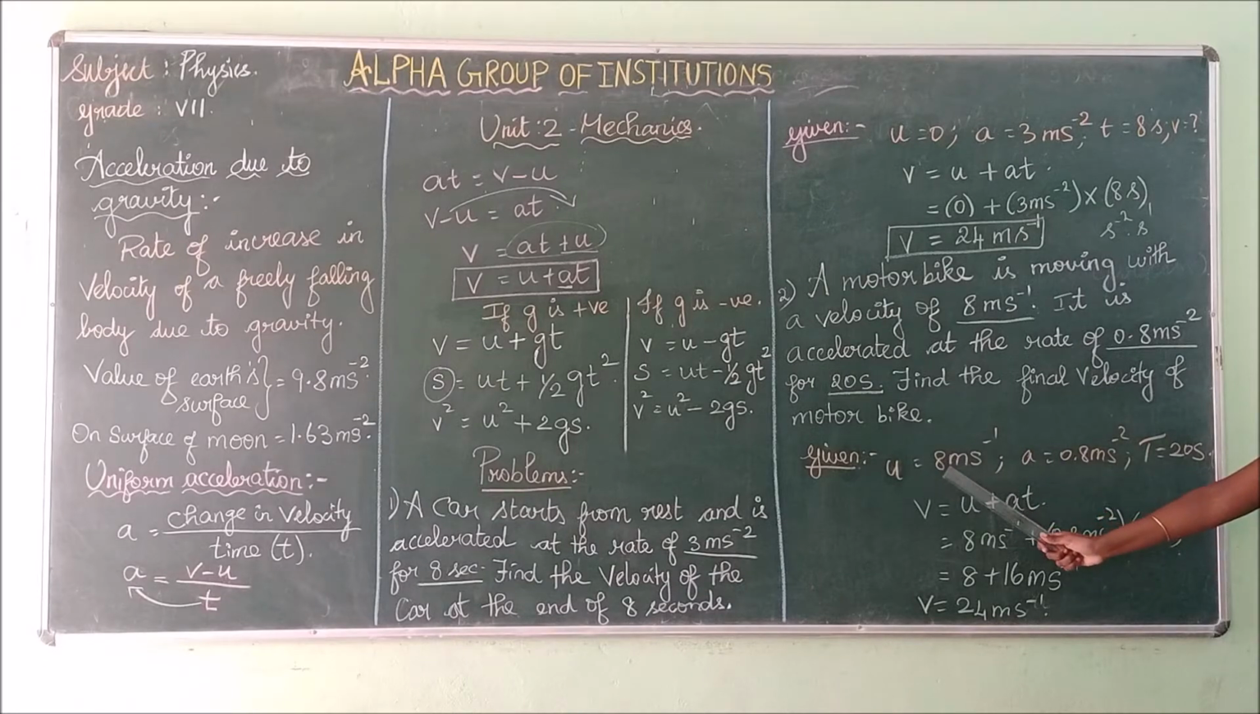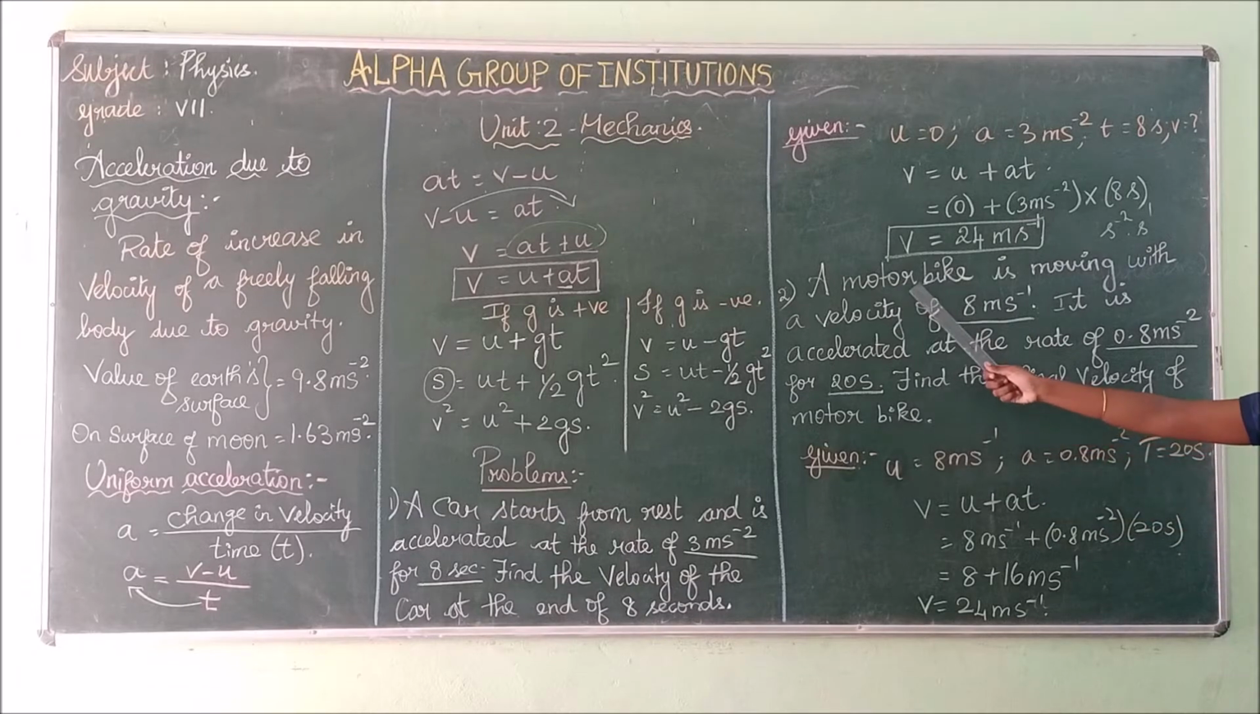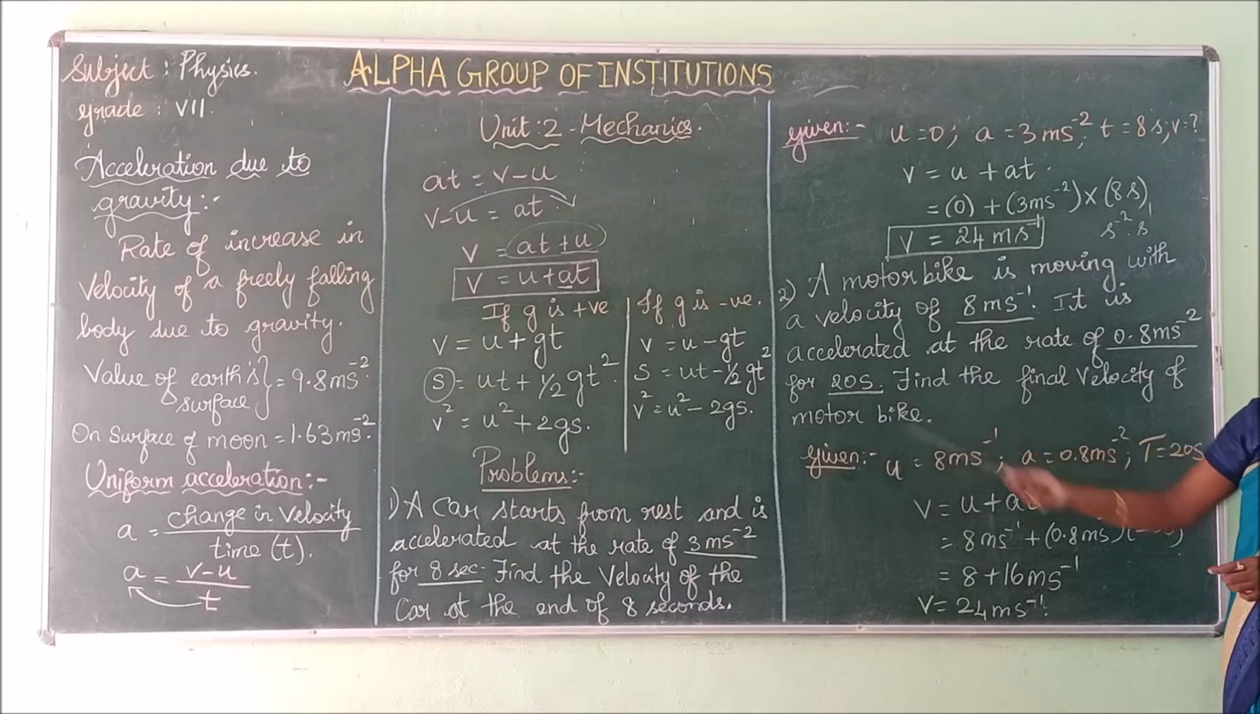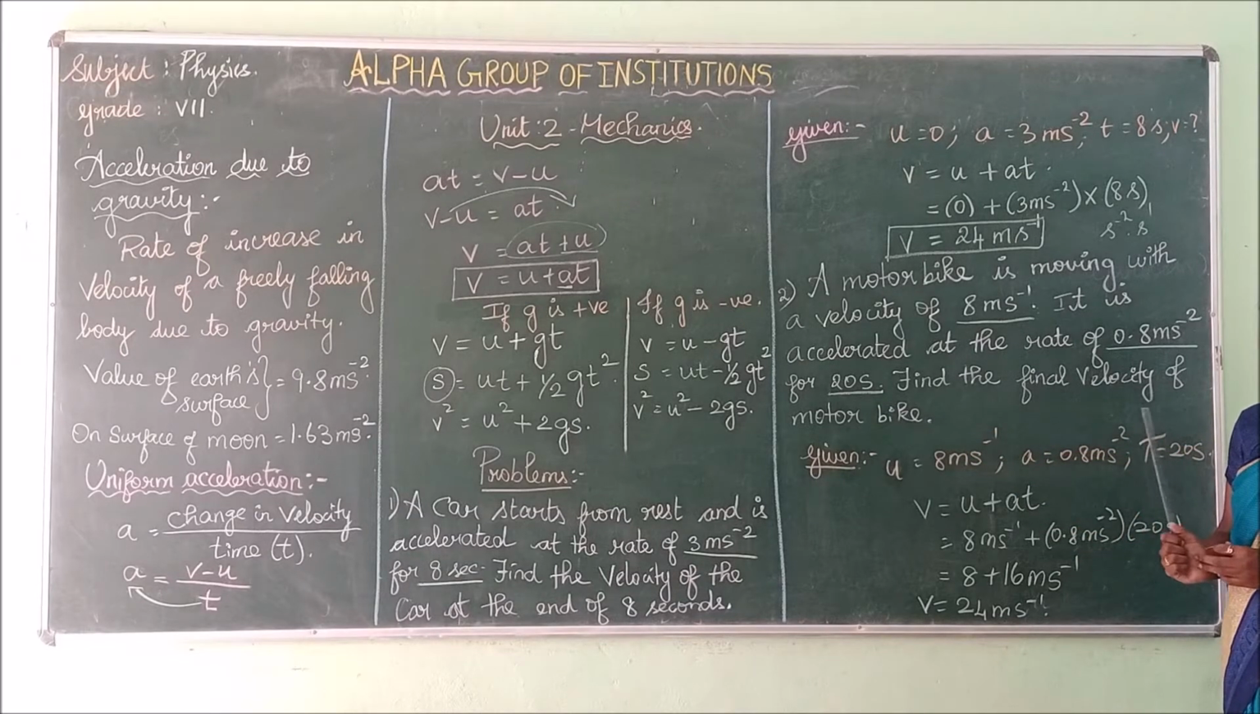Initial velocity is 8 meter second power minus 1. Acceleration value is 0.8 meter second power minus 2 and time taken is 20 seconds. If you multiply this, 0.8 into 20 is 16. 16 meter second power minus 1 plus 8. The final velocity is 24 meter second power minus 1. See here, they have given us the value for velocity, acceleration and time taken. They are asking us to calculate the final velocity.